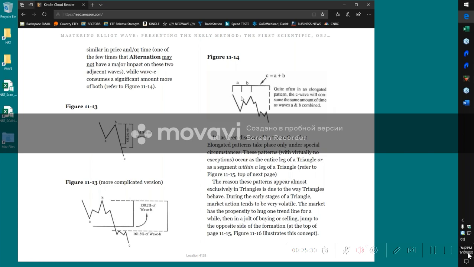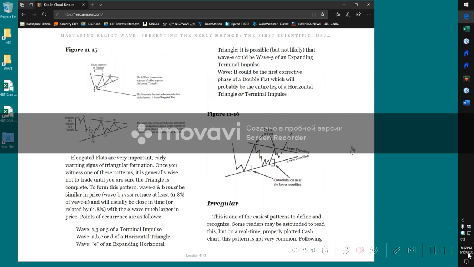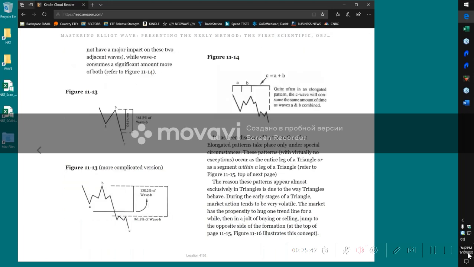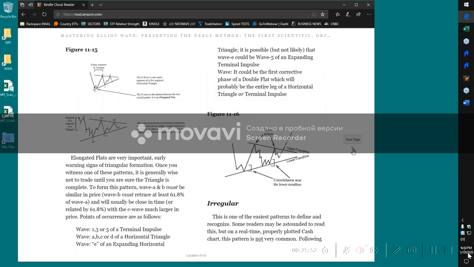As far as timing, it's just another example where A and B are similar, add A and B together, and you get the time of wave C. That would be very common. Okay, now for this part of the book, we're going to have to make some adjustments because I didn't understand as much about triangles back then as I do now. So we're going to have to talk about how they really behave as opposed to what I thought was the case 30 years ago. Let me finish this discussion about elongated flats and then I'll get into that next.